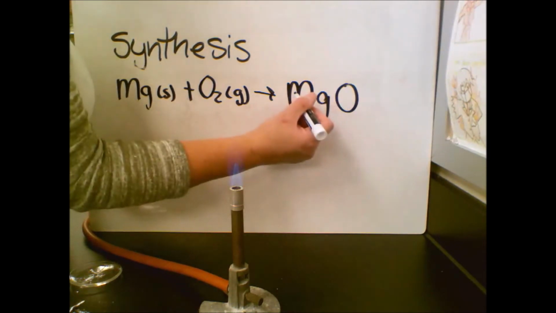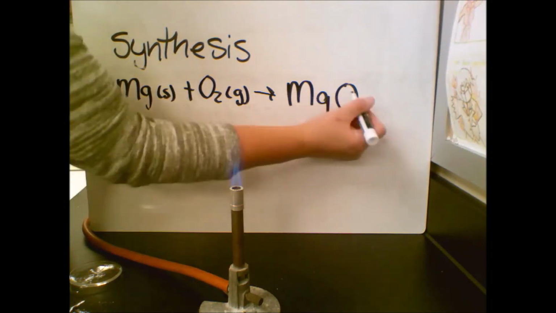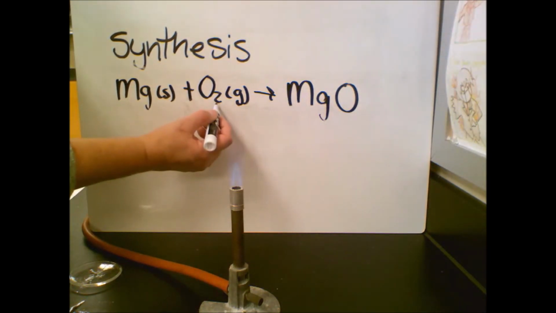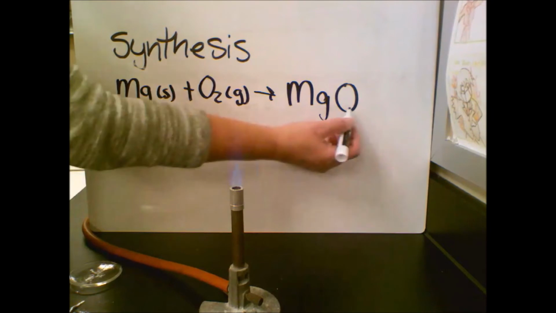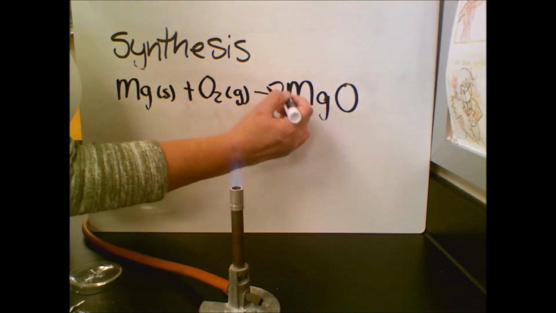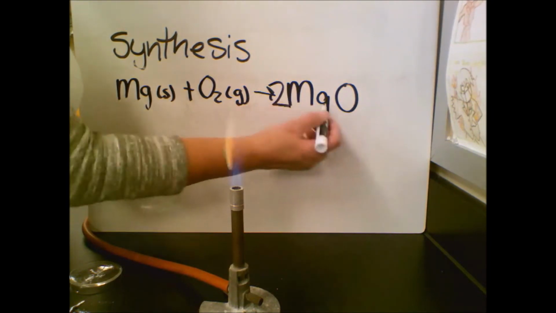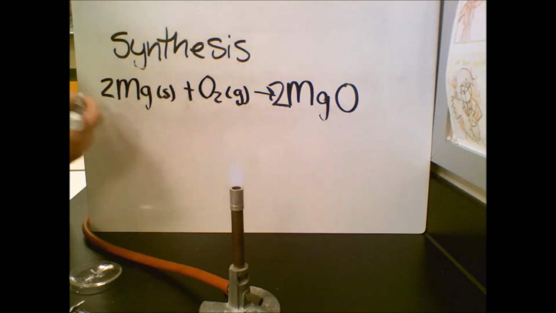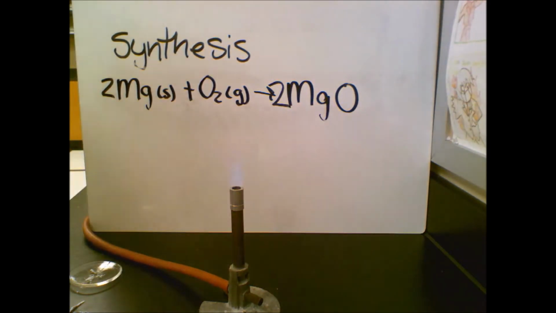Now, magnesium's +2, oxygen's -2, so they just fit together 1 to 1. But you'll notice we're not a balanced reaction now because we had O2 here, we only have 1 O here. So when we balance reactions, remember we put a coefficient in front. But when we do that, that means we have 2 magnesiums. So we got to put a 2 here. So there is our balanced synthesis reaction.